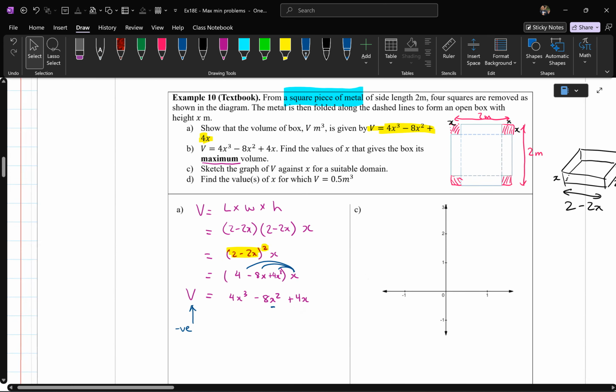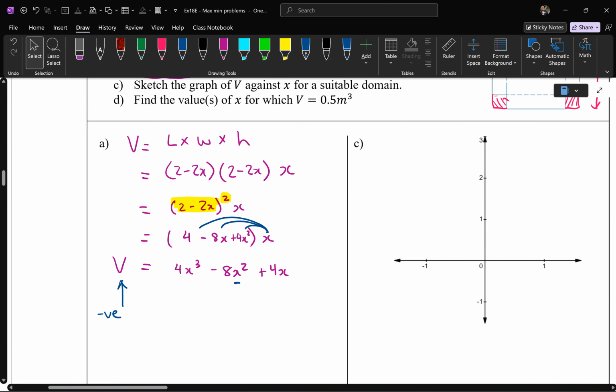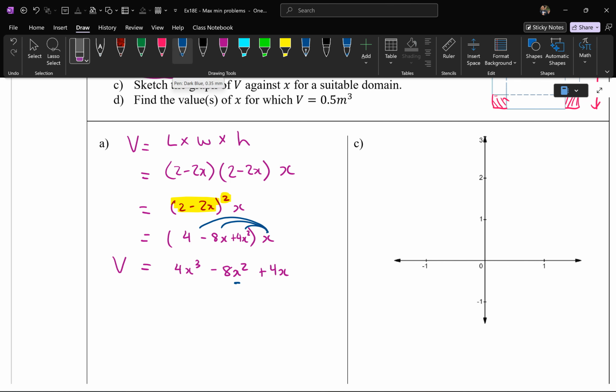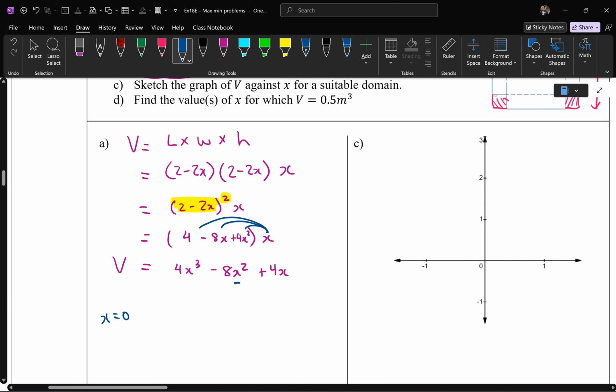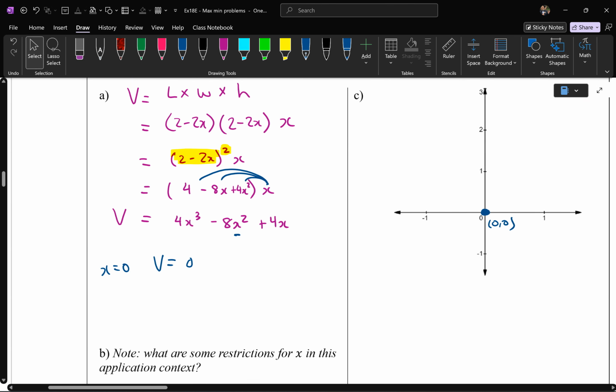So what you need to be careful of is when you're looking at conditions, make sure to check where the conditions truly are, where the domain restrictions are. But let's just start off. Endpoint, when x is equal to 0, volume is equal to 0. You can see that. So the endpoint starts off at 0, 0. So we've got an endpoint, 0, 0. Cool. What else do we also have?